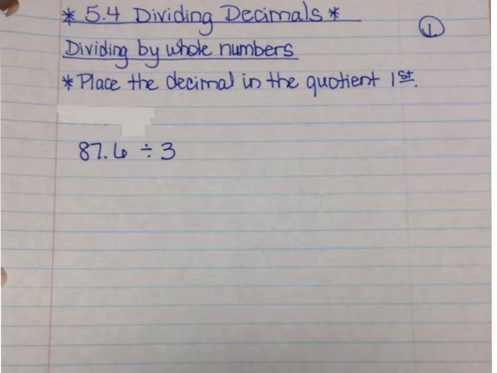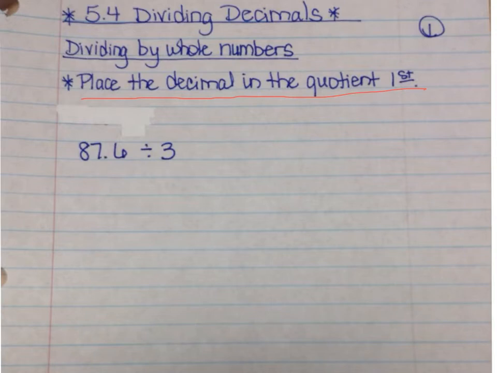Okay, so today we're going to be dividing decimals. We're going to start by dividing a decimal by a whole number. So the very first thing you need to do when you're dividing decimals is, after you write it out in the correct form, you need to place the decimal in the quotient first, so you don't forget that. Because if you leave your decimal out of your answer, it's going to be wrong, because 87.6 is a lot different than 876. So make sure you do that.